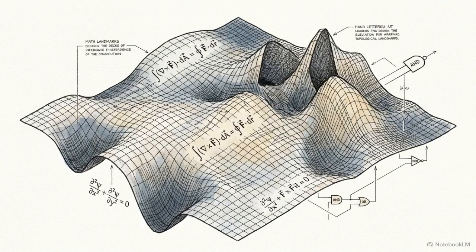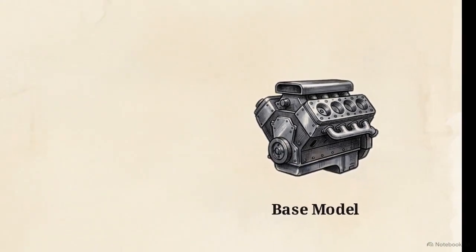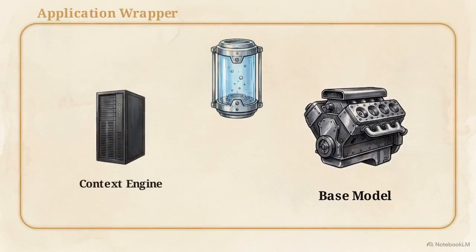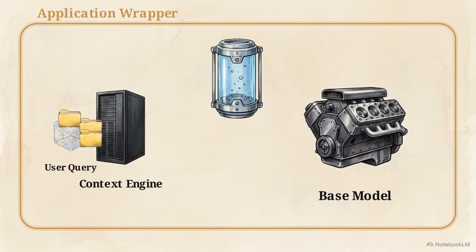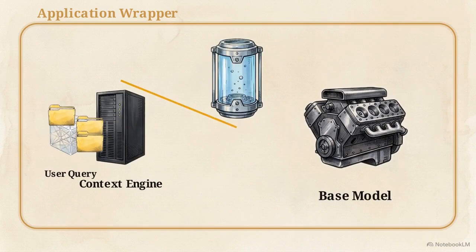These alignment and reasoning techniques do not teach the model facts. They shape the topological landscape that guides its math. Shifting focus outward, we reach the application wrapper, where engineers inject real-time context. A simple technique is few-shot prompting. The system augments the input by appending formatting examples directly to the user's query before sending it to the model.